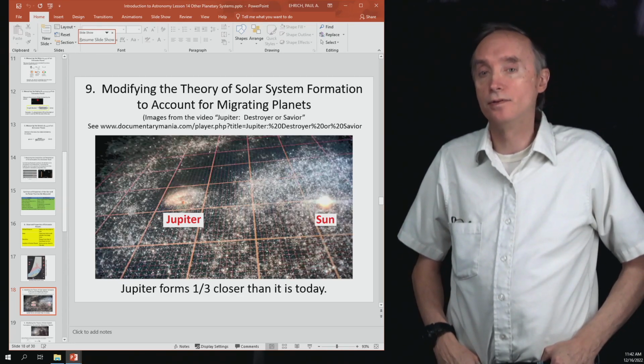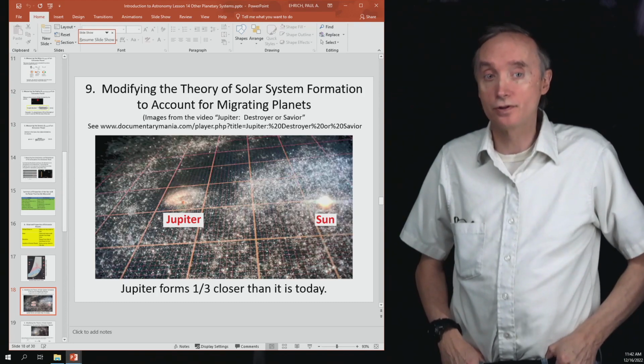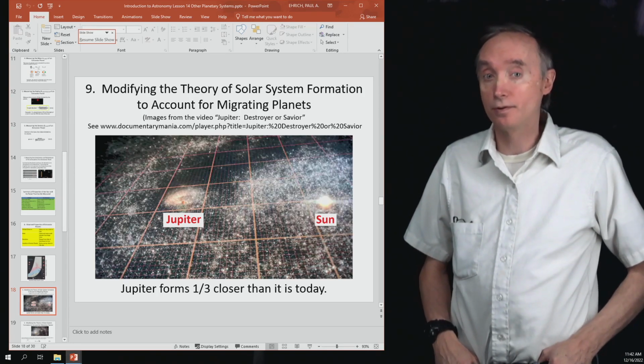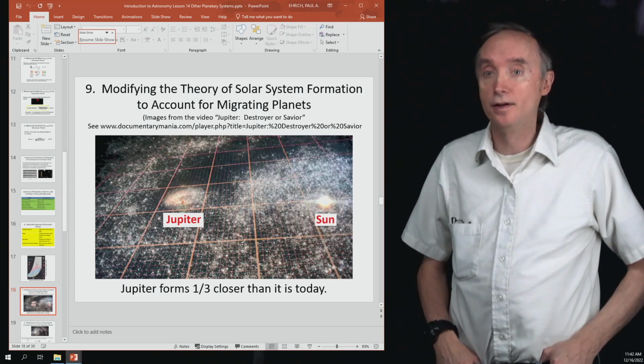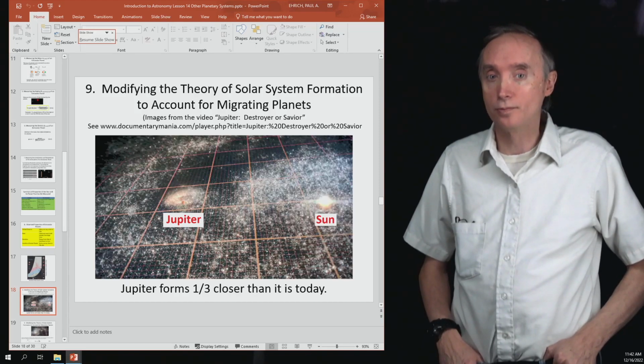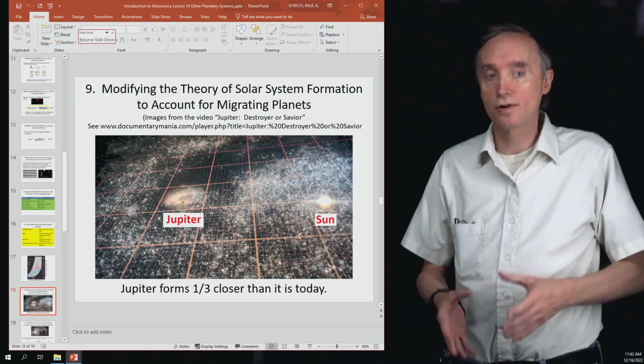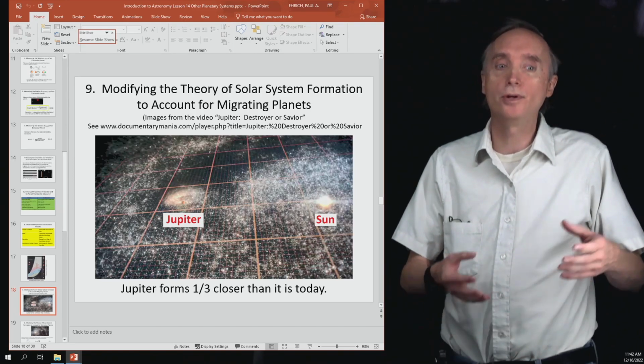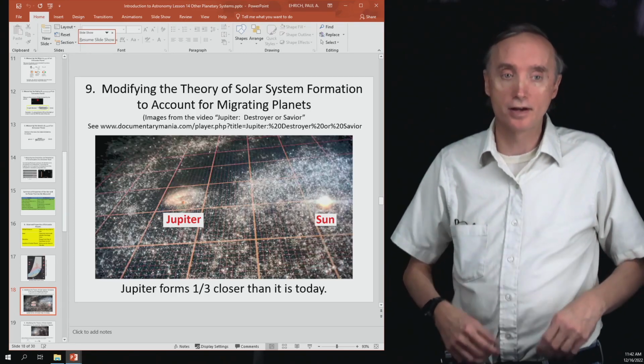And then they also attracted hydrogen and helium gas, so they got bigger and bigger. And that was pretty much how a solar system formed. So you'd have inner terrestrial planets, and then you would have outer gas giants.